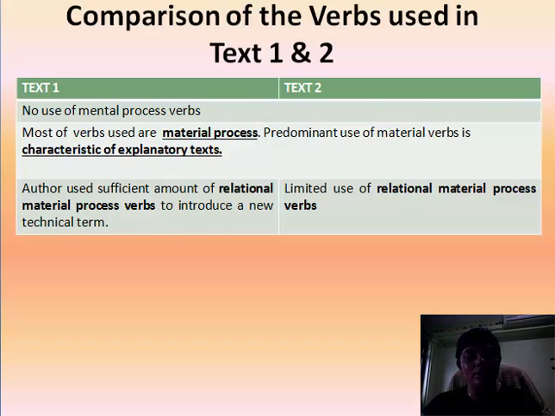And also I noticed that in text 1, the author used a sufficient amount of relational process verbs to introduce new technical terms, whereas in text 2 there was limited usage of relational process verbs, which I assume means that the author has assumed that the students who are reading should be well acquainted with the technical terms used in the text.